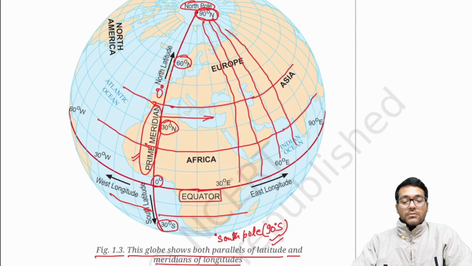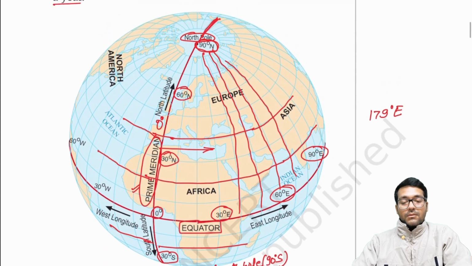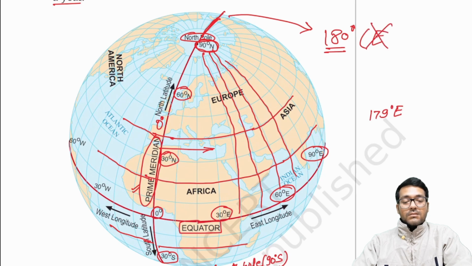All the meridians of longitude towards the east from the prime meridian are numbered like 30° east, 60° east, 90° east, and so on up to 179° east. And just opposite to the prime meridian, there will be the 180° meridian of longitude. Note that neither east nor west is written after the 180° meridian of longitude.